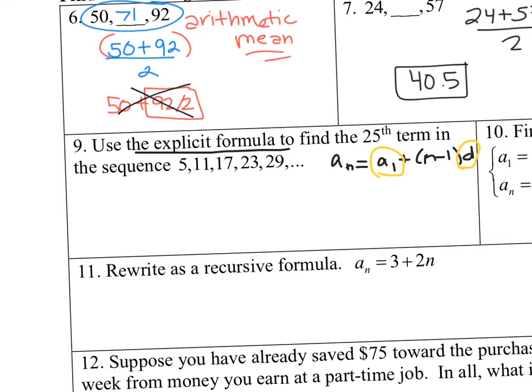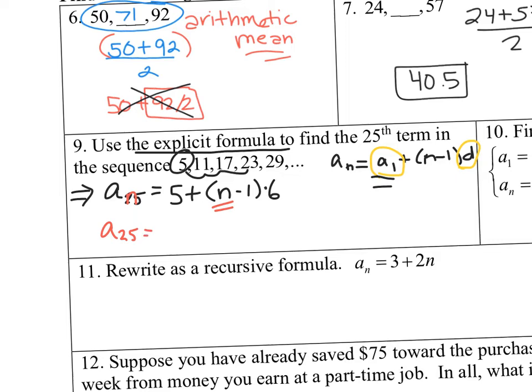So if I'm trying to find the 25th term, I'm going to write it as A sub 25 equals, now I need to fill in the first term. So the first term is 5 plus n minus 1 times the common difference. So the common difference is I'm going up by 6. So this is the formula right here that I would use. So I'm going to plug in 25 for my formula. And actually you could write A sub n right here too, if that's the formula. But if I'm trying to find the 25th term, I'm going to plug in 25 in for n.